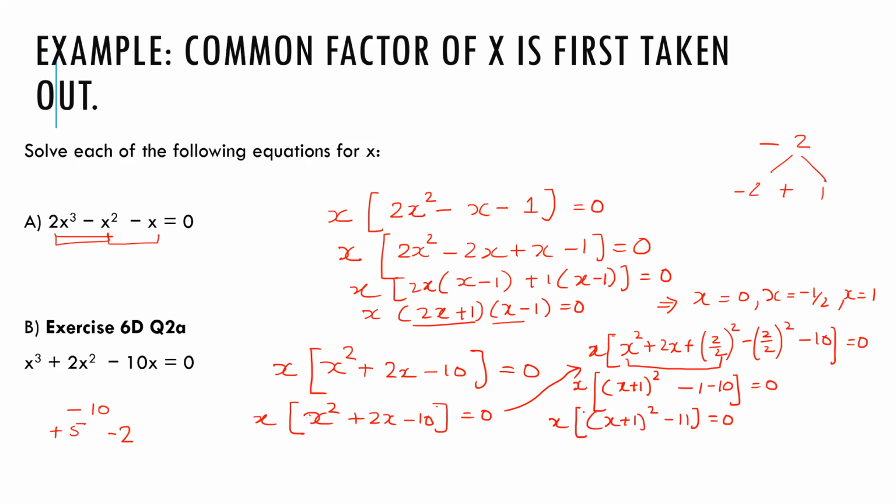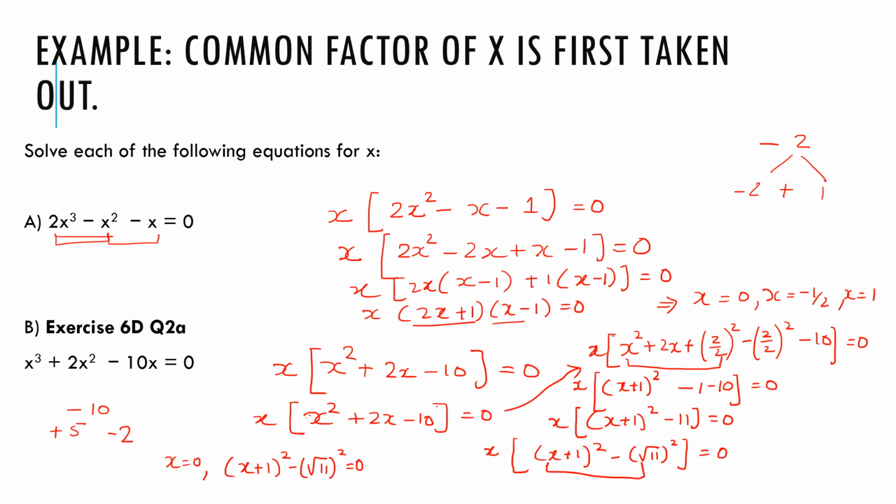Now we need to solve for this part as well. The next part of the completing the square method is we try to bring it to a difference of squares. So I'm going to rewrite 11 as the square root of 11 squared. And then we can equate each part to 0 and factorize. So one of the three factors would be x equals 0. And then I have x plus 1 squared minus root 11 squared equals 0.